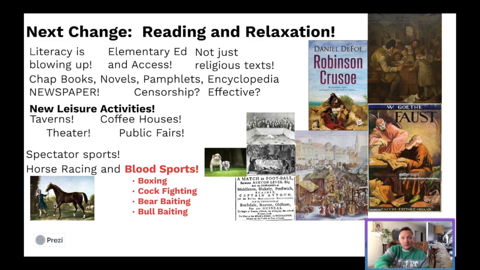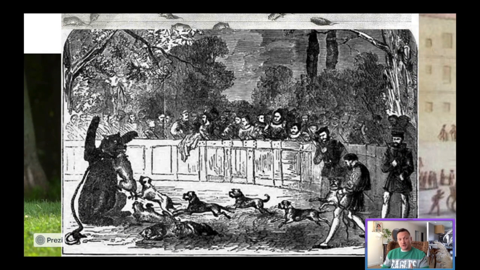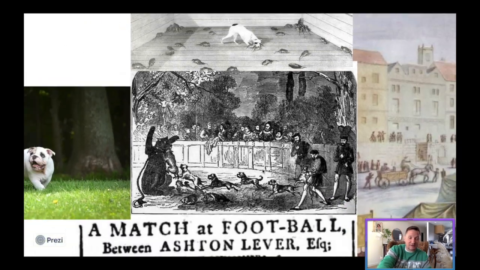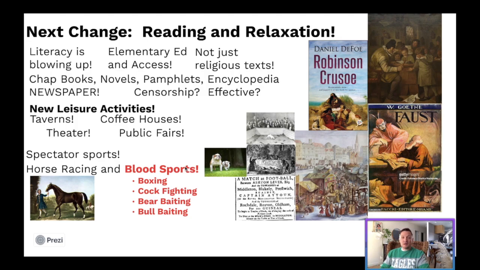Bear baiting was a very famous one, where they would literally tie a bear to a post and release dogs on the bear, and people would take bets on how long it would take the dogs to kill the bear, or how many dogs the bear might kill, a lot of prop bets and stuff like that. Another famous one was bull baiting, which was the exact same as bear baiting: they would tie a bull to a post and release dogs on it.